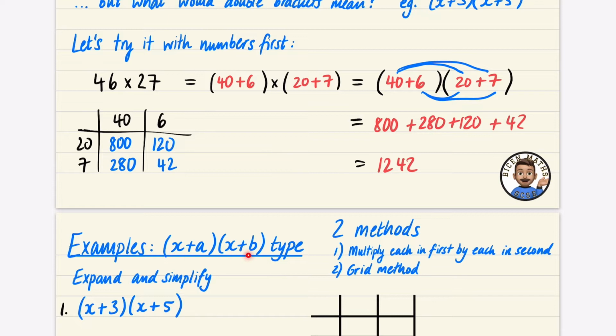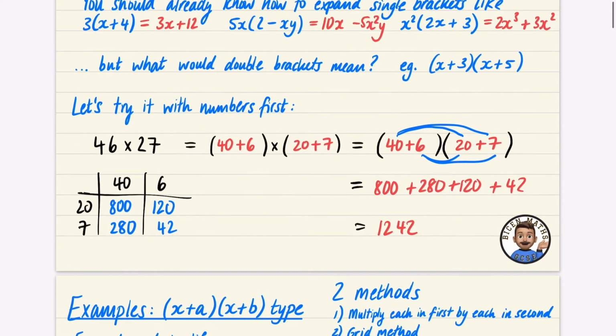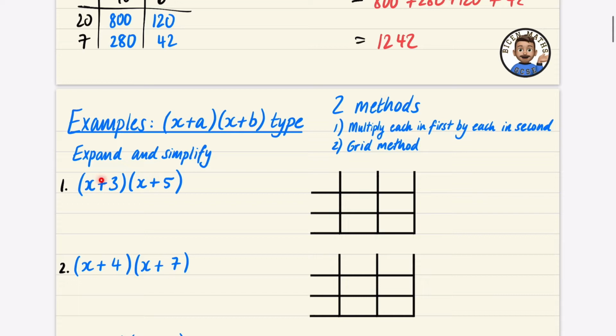We're going to start off with this quite simple type where it's just got positives in between. And we've got two methods. We've got the one where you multiply everything in the first bracket by everything in the second, and then the second one is a grid method that looks really similar to the grid method of multiplication. So I'm going to do the one that we've talked about, the x plus 3, x plus 5 that we've got over here, and I'm going to do both methods to begin with.